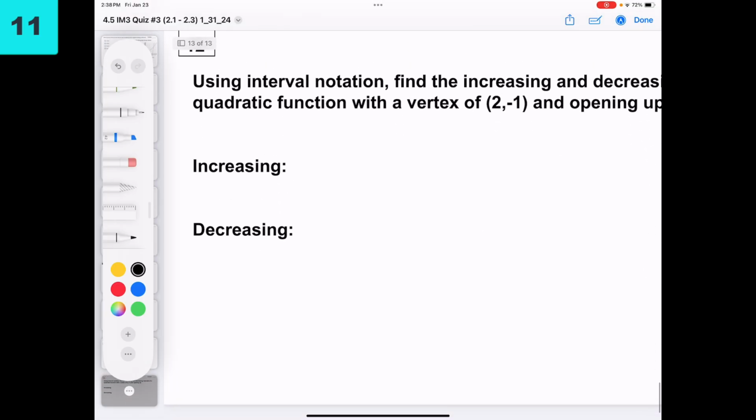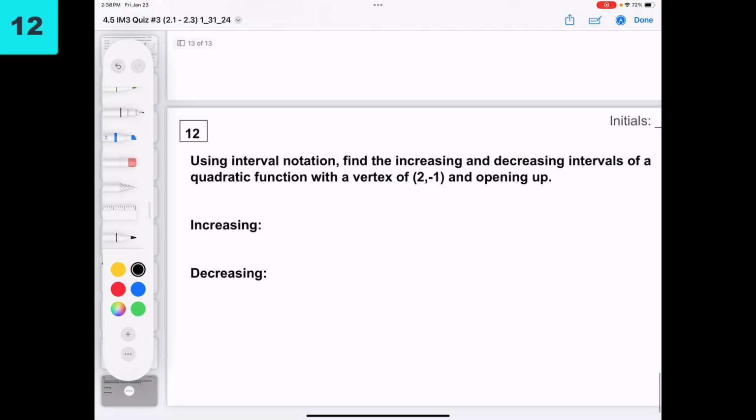Number 12, use interval notation. So interval notation has a start and an end. You start on the left side and you end on the right side. And you'll use the symbols, brackets or parentheses. Parentheses are normally used when you have negative or positive infinity. And brackets are normally used when you have numbers. That's not always the case, but most likely.